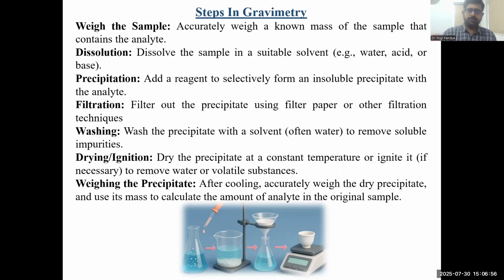Next is washing of the precipitate with solvent, in which soluble impurities can be removed. Then comes ignition or drying, in which we heat at a particular temperature so that water or other volatile impurities are evaporated and your sample is completely dried. In the last step, the dried precipitates are cooled and accurately weighed to determine how much analyte is present in your original sample. These are the general steps carried out in gravimetric analysis.